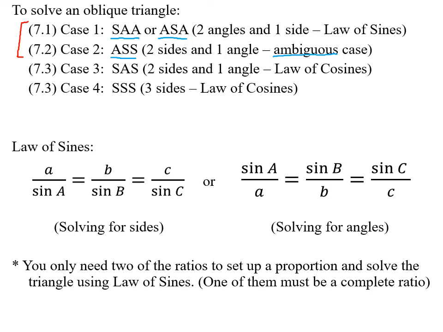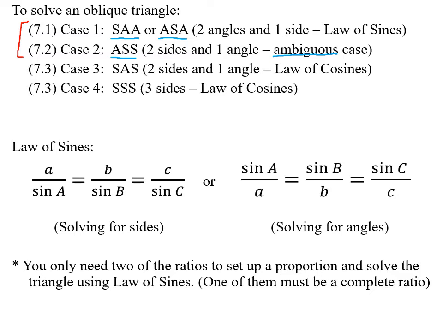So, for instance, remember the small letters are the sides, so A, B, and C on the top of the first one would be the sides. Sine A, sine B, sine C would be the sine of the angles. Or you could flip it over and put the sine A, B, and C on top and the sides A, B, and C on the bottom.